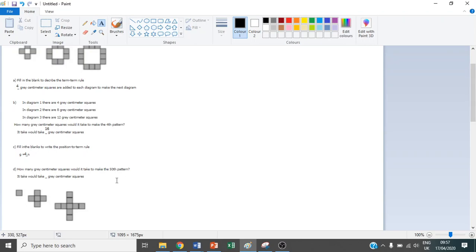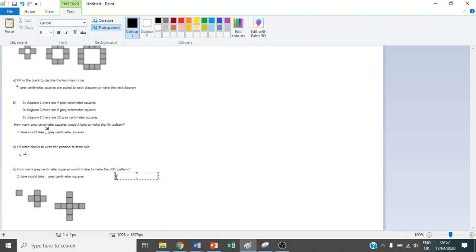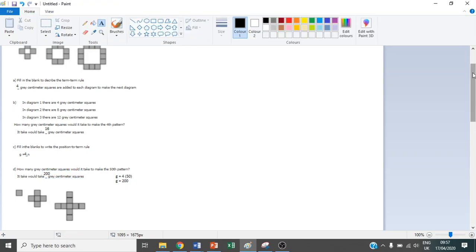G is equal to 4n, so I'm going to write that. G is equal to 4, and I'm replacing the n with the number of the pattern, which is 50 in this case. G equals 4 times 50. When I've got a number in front of a letter, that means multiply. So G equals 4 times 50, which is 200. There would be 200 gray centimeter squares. So I'll go ahead and try and squeeze that in here. 200 gray centimeter squares. And let's go on to the next question.